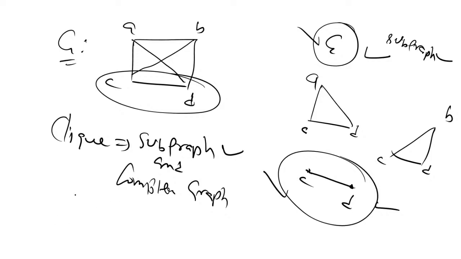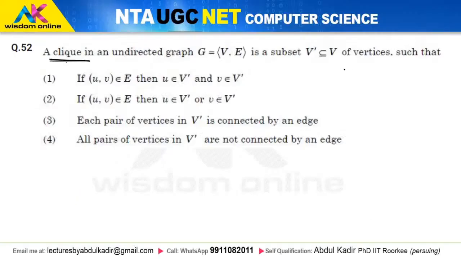Okay. So now let's see this question. He is saying that a clique in an undirected graph is a subset V' of vertices such that every pair of vertices is connected by an edge, because it must be complete. Every pair of vertices in V' is connected by an edge. So this will be your answer. Okay. So, can the same property apply to an induced subgraph?